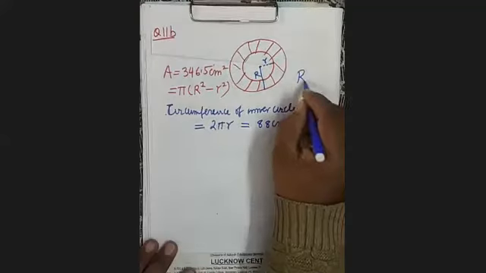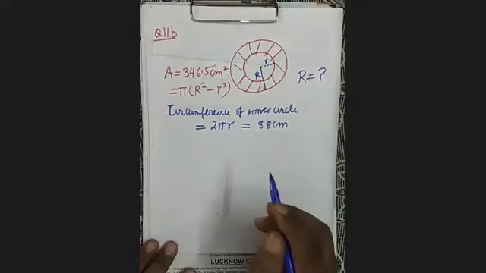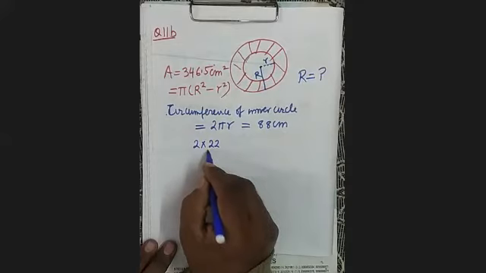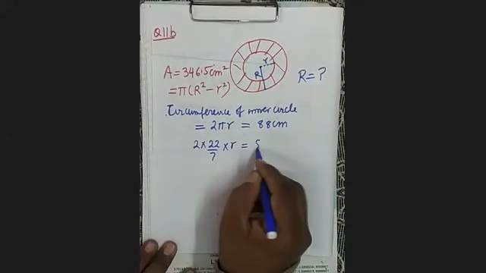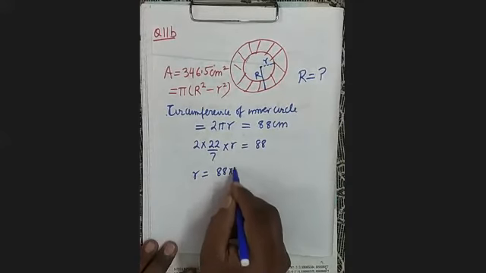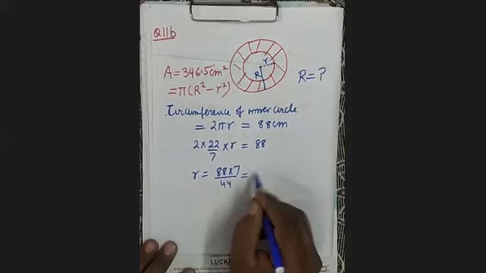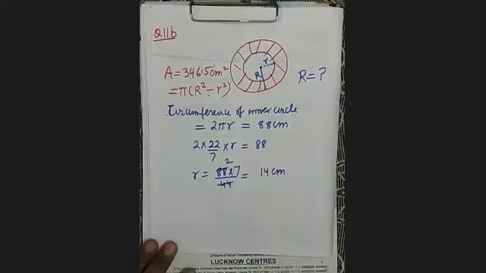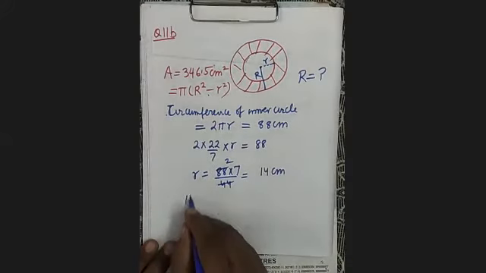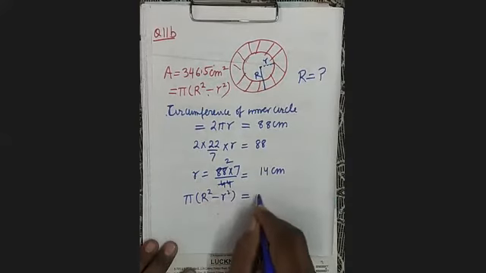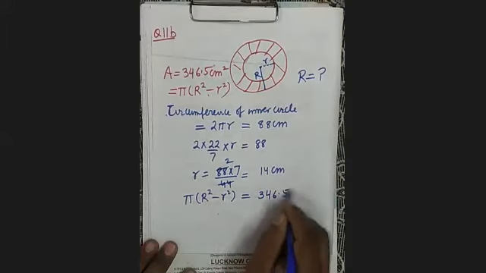Question में तुमको capital R find out करना है. So what will you do? First you solve this and get the value of small r. 2 pi into small r equals to 88. So small r equals to 88 into 7 upon 44, that is 14 centimeter. Now you substitute here. When you will substitute here, what will you get? Capital R square minus small r square equals to 346.5.